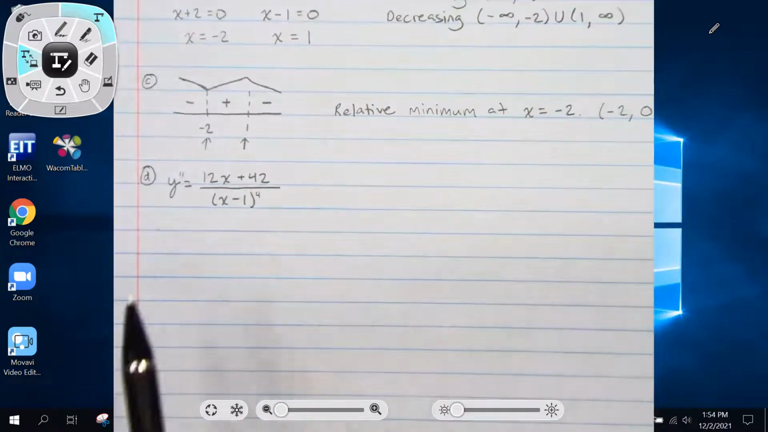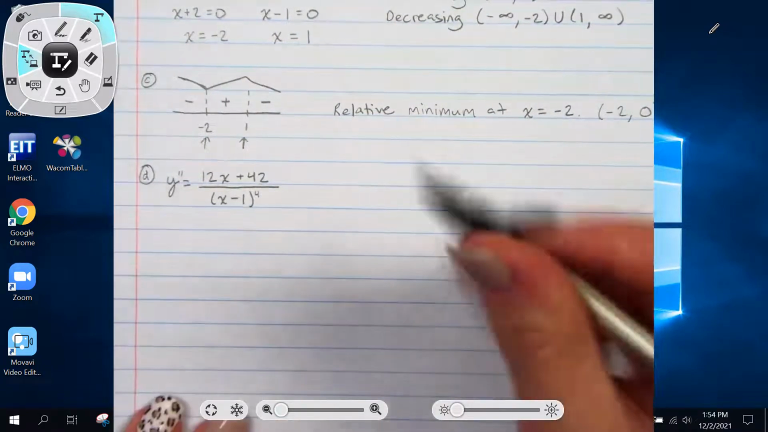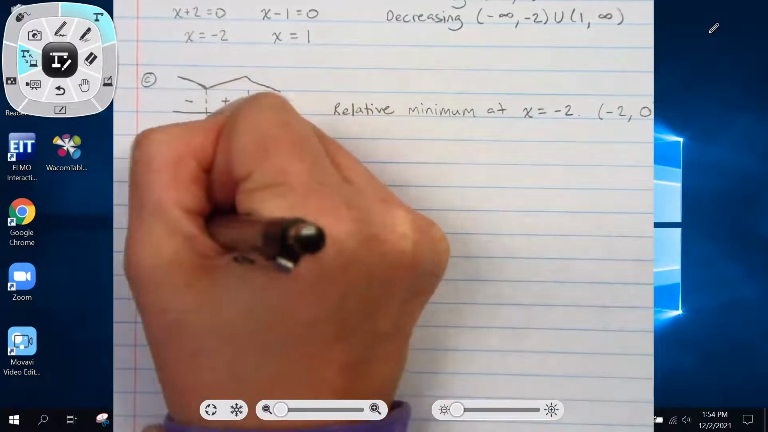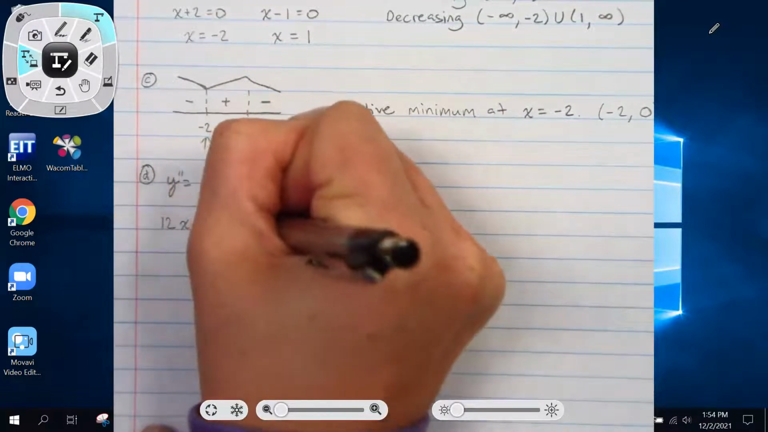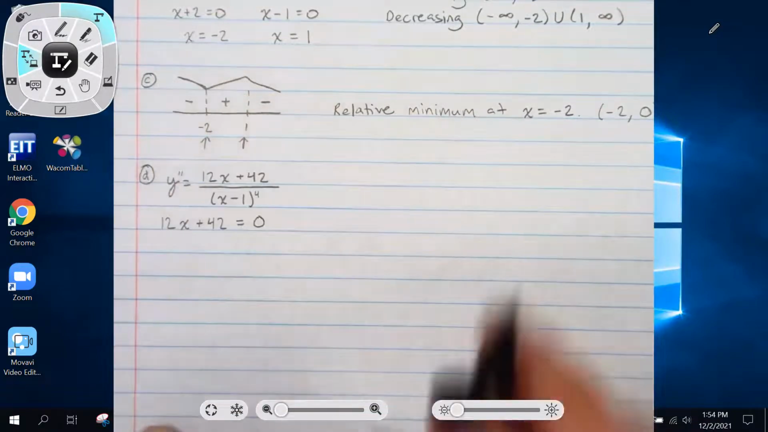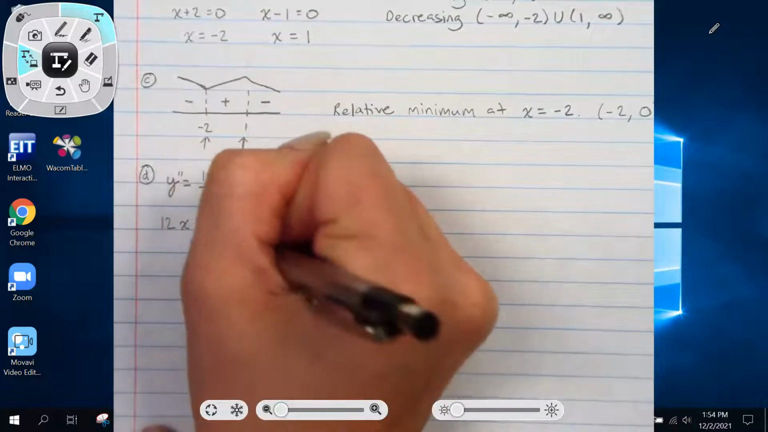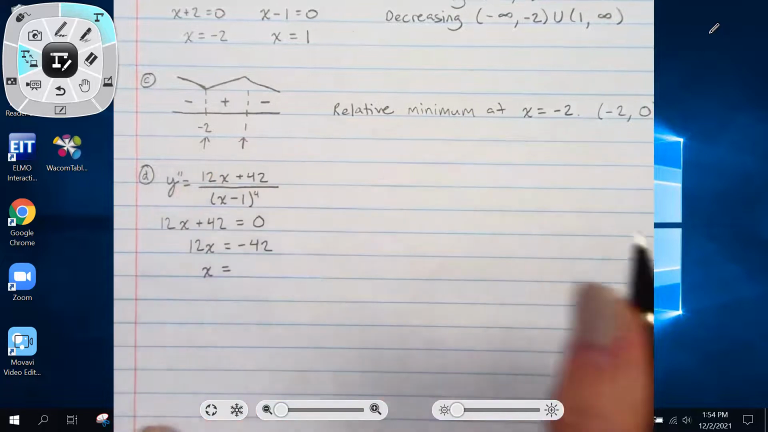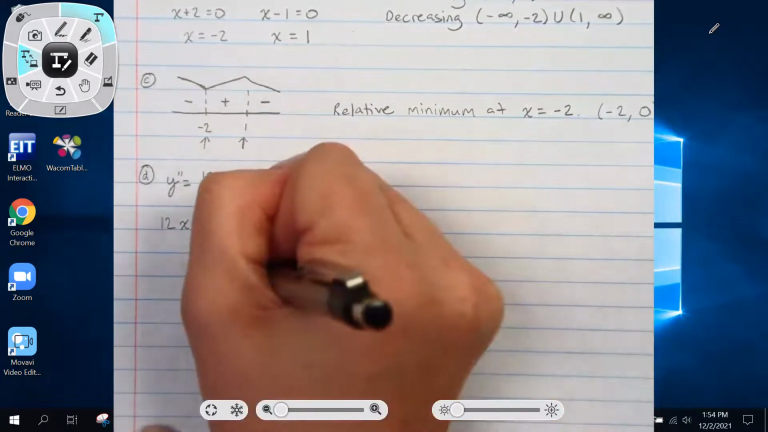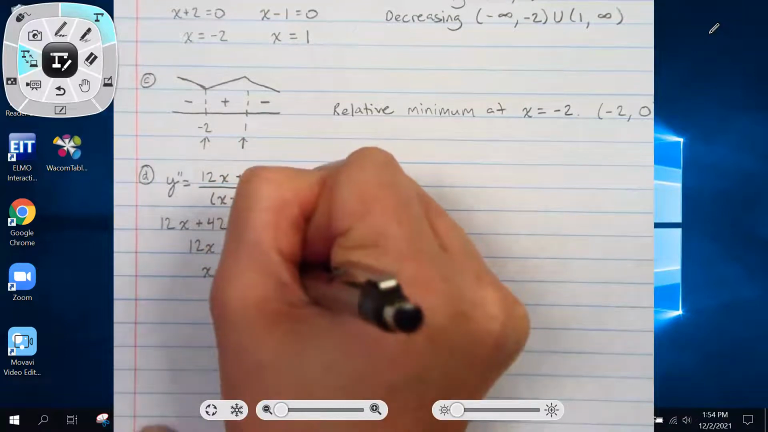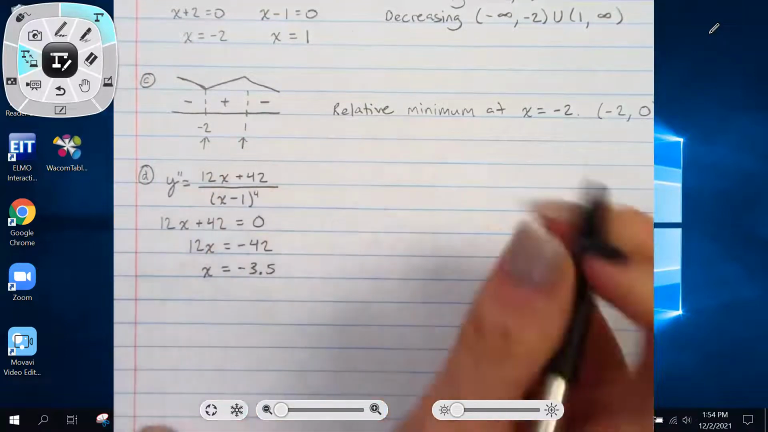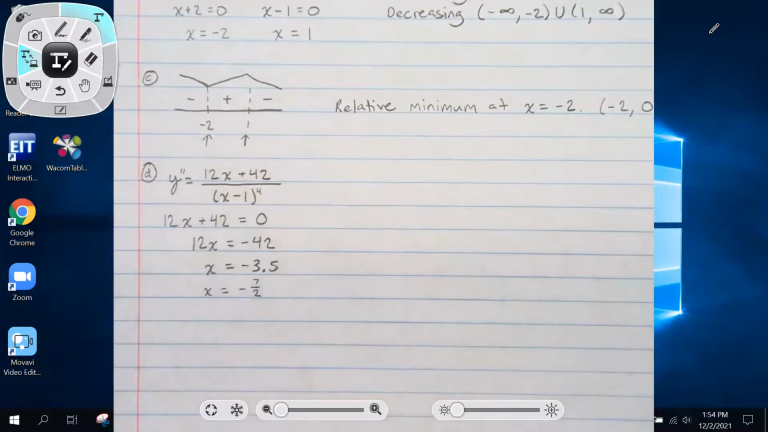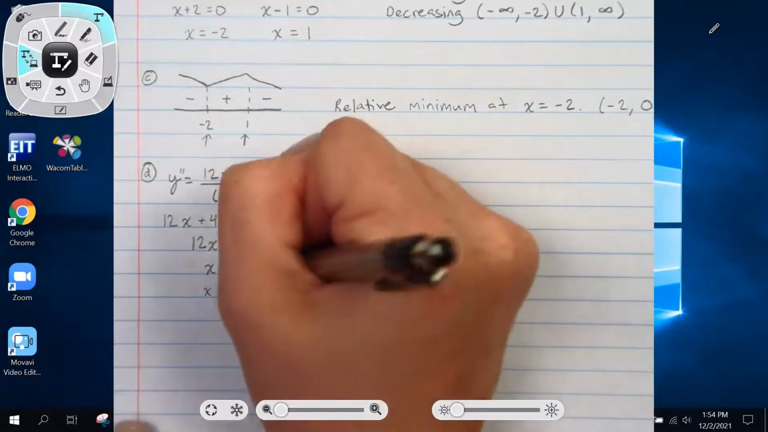So your inflection points come from where the second derivative equals 0. So for this fraction to equal 0, that would be where the numerator equals 0. So 12x plus 42, we're going to set that equal to 0 and solve for x. So subtract 42 from both sides and divide by 12. Negative 42 divided by 12 is negative 3.5. Or if you wanted to leave it as a fraction, it would be negative 7/2. I think either way would be fine.